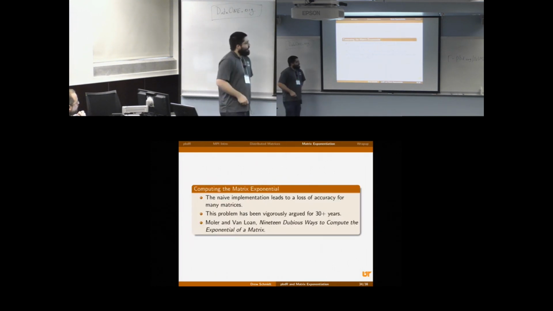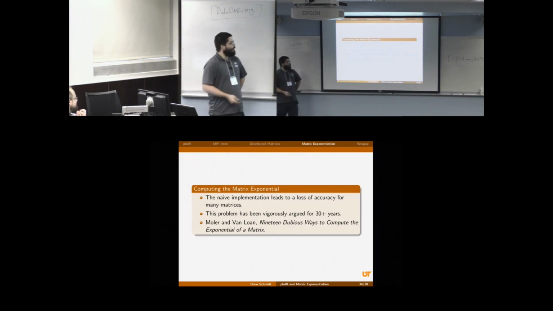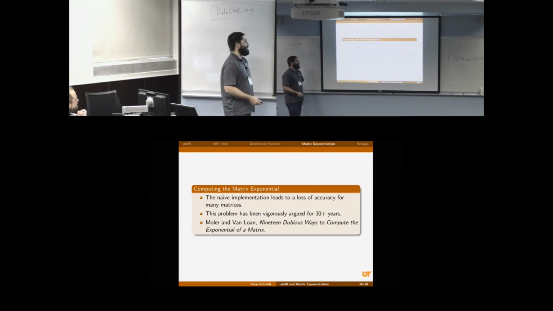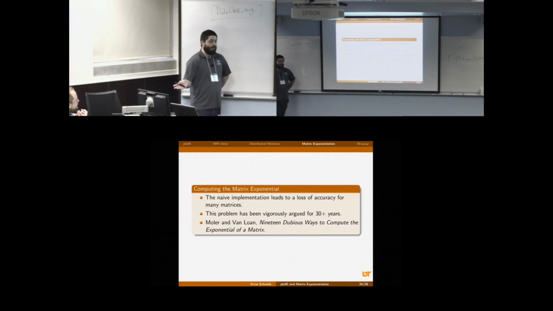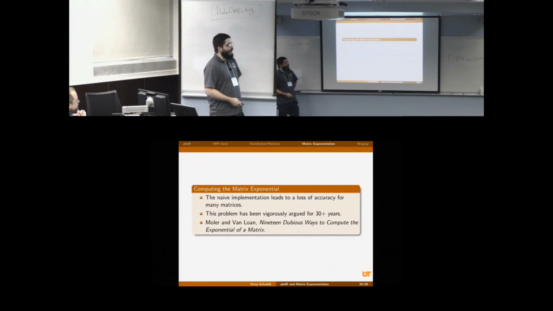This naive implementation, as I say, leads to a huge loss of accuracy for many matrices. And the best way to compute matrix exponentials has been vigorously argued for over 30 years. One of the standard papers, there's a 1977 and then a revised, I think, 2003 paper, 19 Dubious Ways to Compute the Exponential of a Matrix. It's a really great paper, and in the revision, he recommends ExpoKit, which we've heard about, as probably the best and most comprehensive way of actually doing that.